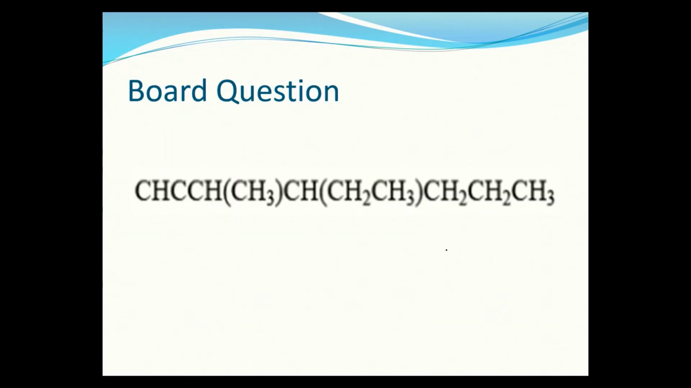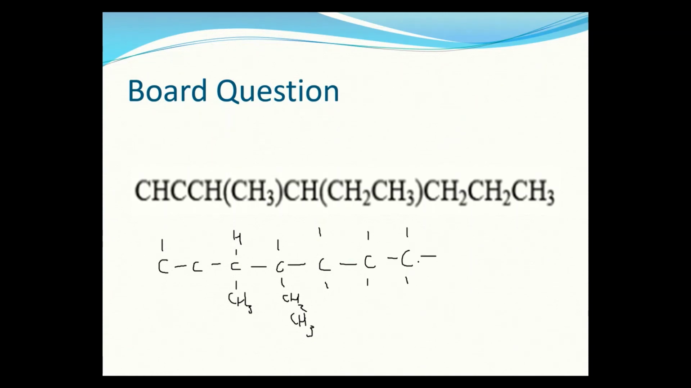Okay, so board question, pause it, give it a go, see if you can draw it out. I will do it as well. So CH, C, CH, and then we have a CH3, CH, and we have a CH2, CH3, CH2, CH2, CH3. Okay. So we've got to find where a triple bond is, and that's going to happen where there's only 2 sticks attached.